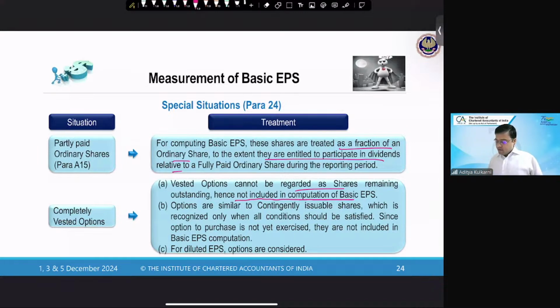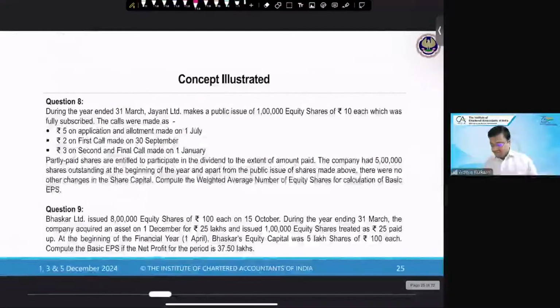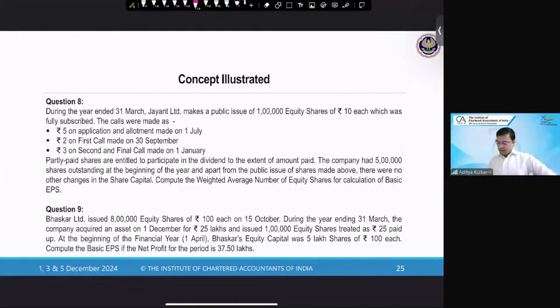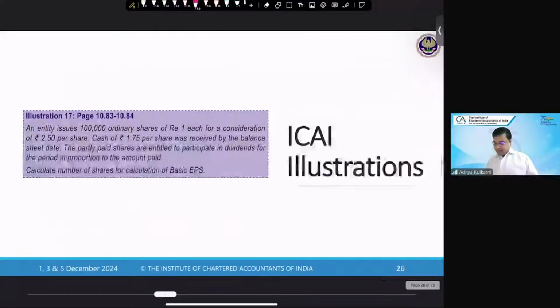Options are similar to contingently issuable shares, which are recognized only when all conditions are satisfied. Since the option to purchase is not yet exercised, they are not included in the basic EPS computation. For diluted EPS, you will consider the options. We will see that. Okay, all right. Now coming to questions 8 and 9.